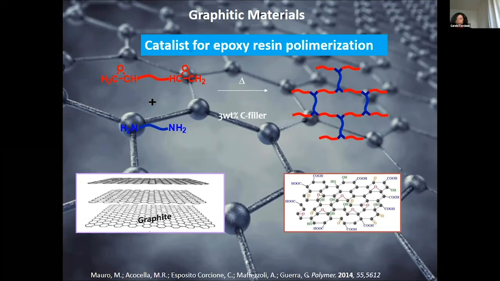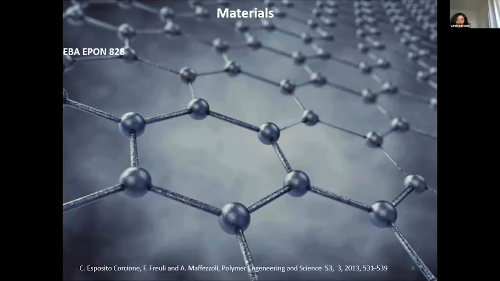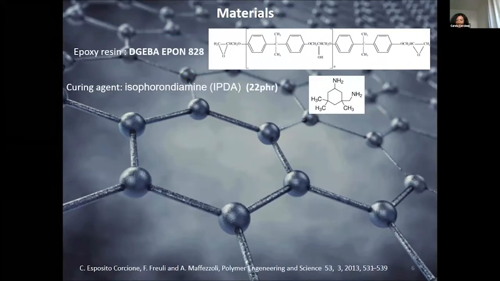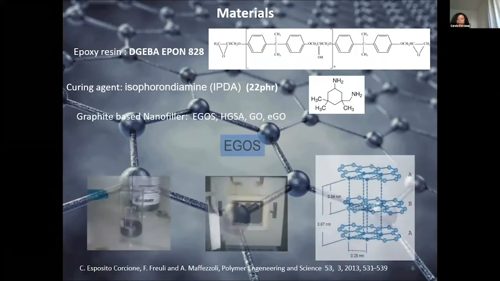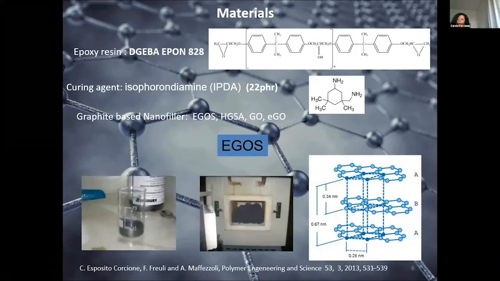You can see in these slides the materials that we used for this experimental work. The diglycidyl ether of bisphenol A and isophorone diamine were supplied by Aldrich and used without any further purification, as you can see in this slide. And we also used expandable graphite flakes intercalated with a mixture of sulfuric acid and nitric acid that were obtained from Anthracite Industries.